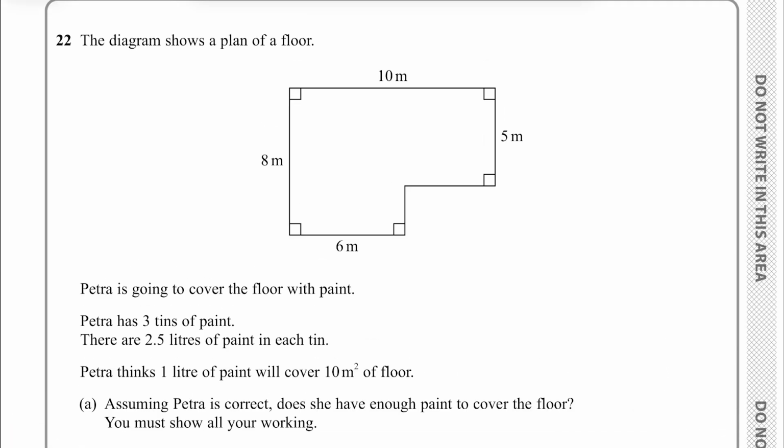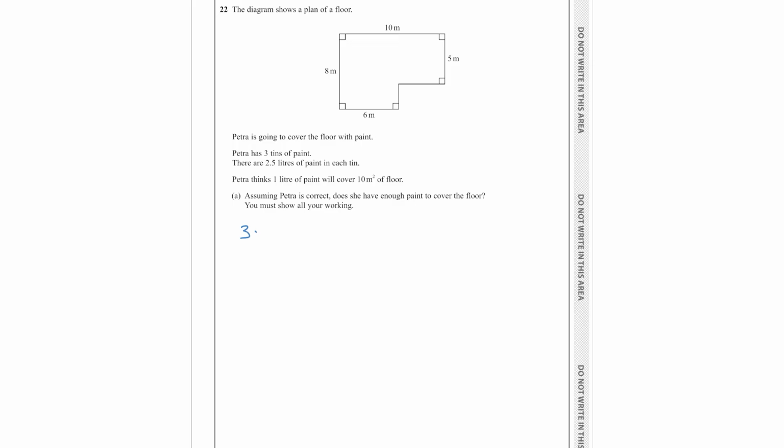Yes, it is. So let's work out how many litres of paint she's got first. So 3 multiplied by 2.5. Let's show our workings out. 2.5 multiplied by 3. 3 times 5 is 15. 5 carry your 1, 3 times 2 is 6, plus 1 is 7. And we've got 1 decimal place, so 7.5. And I will make a note that that's 7.5 litres of paint.